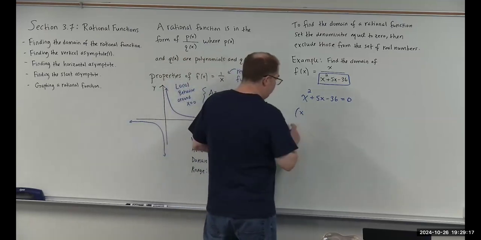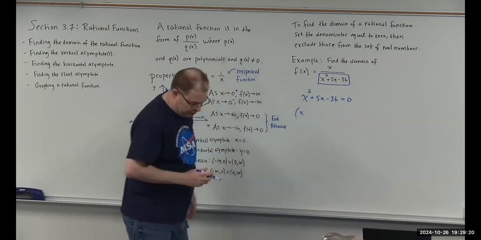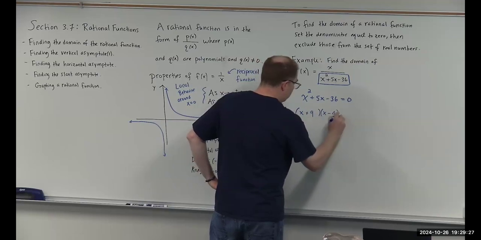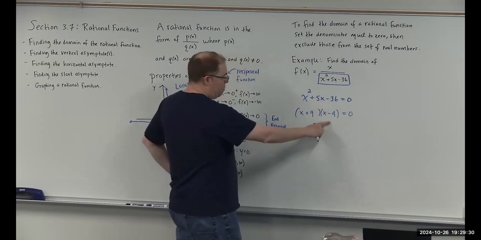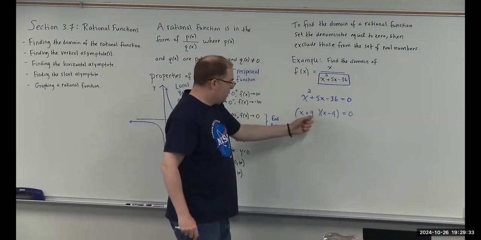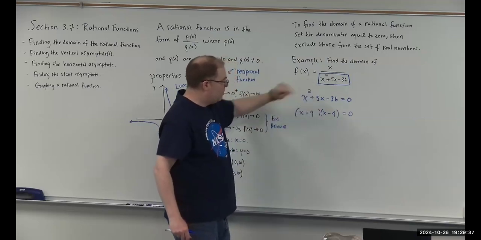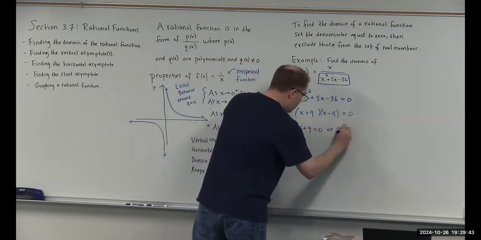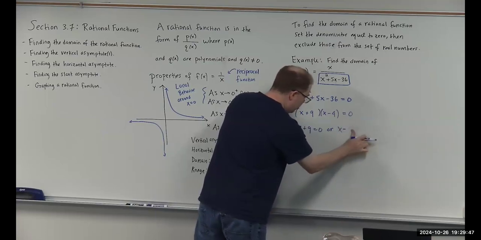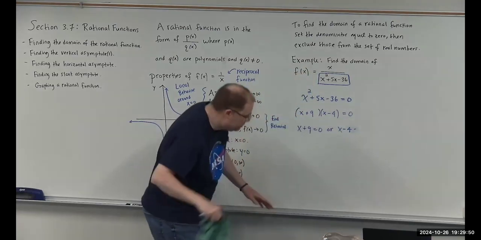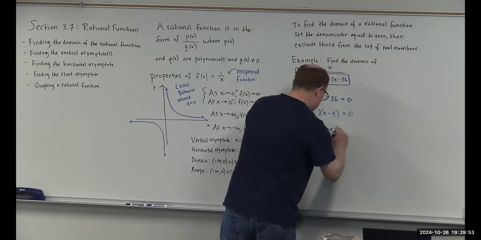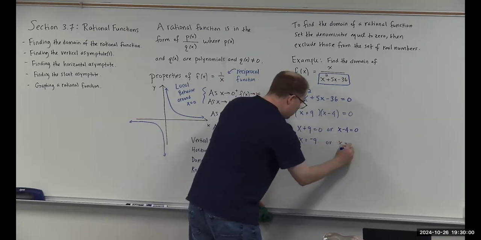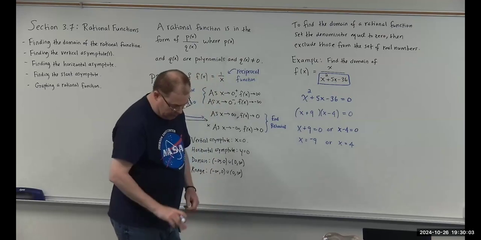That's going to be positive 9 and negative 4. So 9 times negative 4 gives us negative 36. At the same time, the sum of 9 and negative 4 gives us 5. So we set each factor equal to 0, and we get negative 9 and 4.